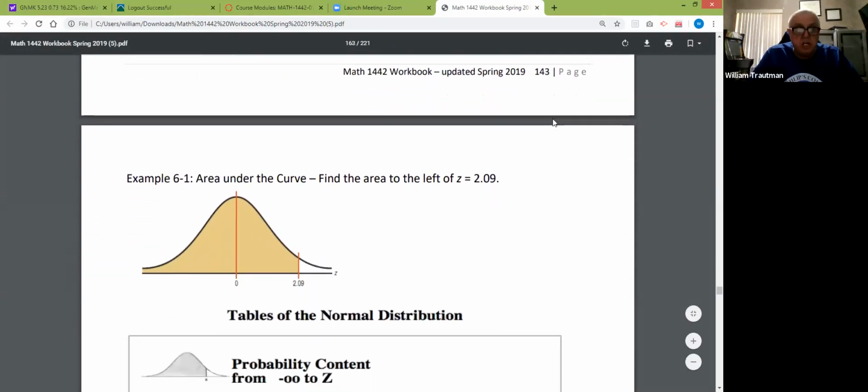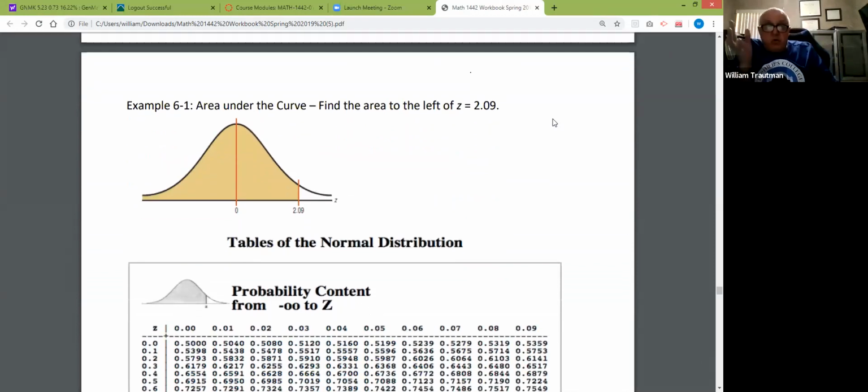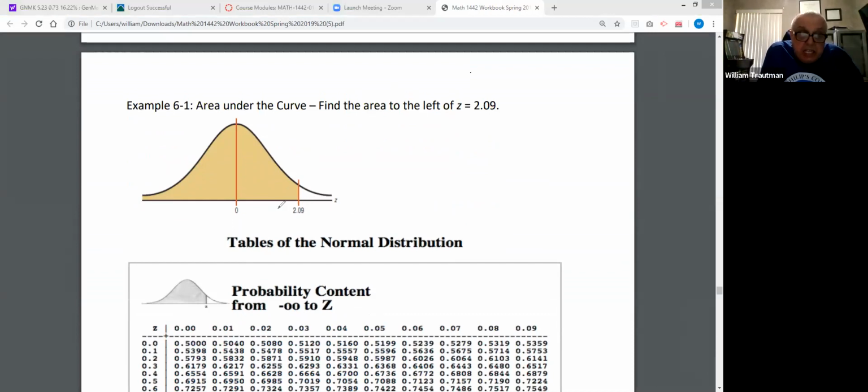All right, so here's a question very similar. There are 4 or 5 questions like this on the test, okay? It says, find the area under the curve. What portion is shaded in under the curve? We have a z of 2.09. This is the right part of the shaded area.